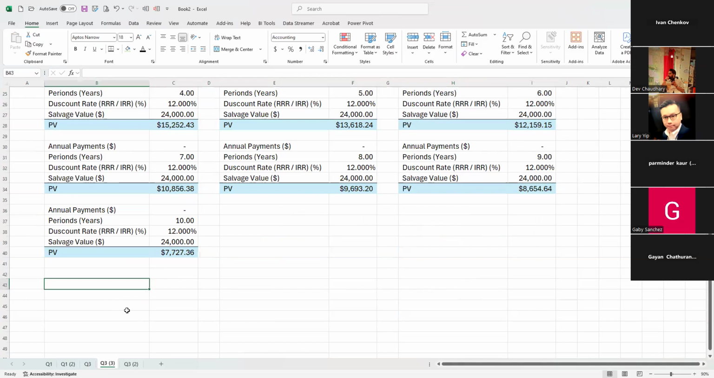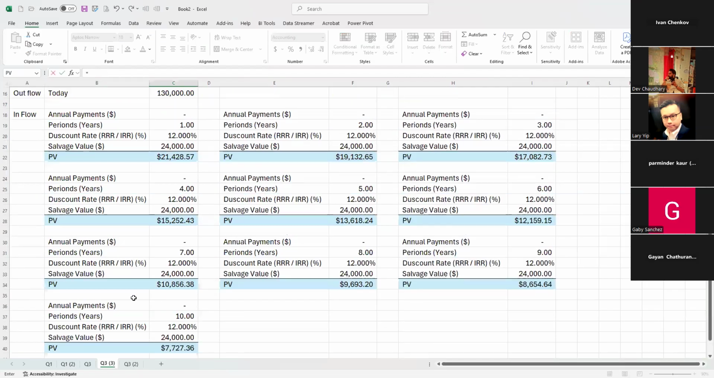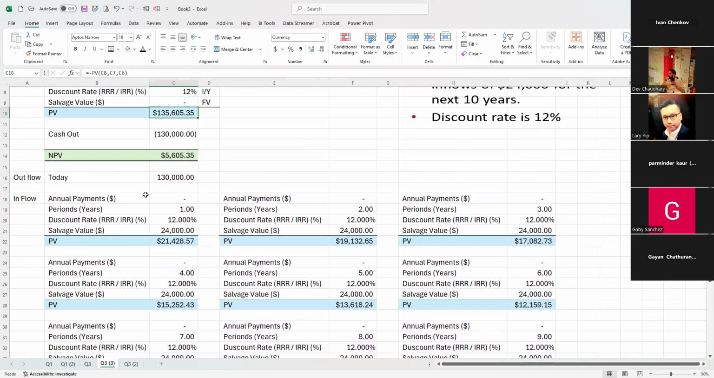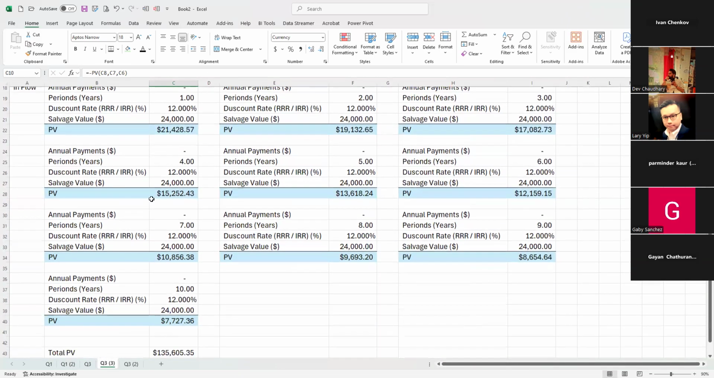So what I have to do is the total horizon value. In this case it will be value in year 1 plus year 2 plus year 3 plus year 4 plus year 5 plus year 6 plus year 7 plus year 8 plus year 9 plus year 10. And the total is 135. Is it the same total? Yes, Professor. It is exactly the same total, right?